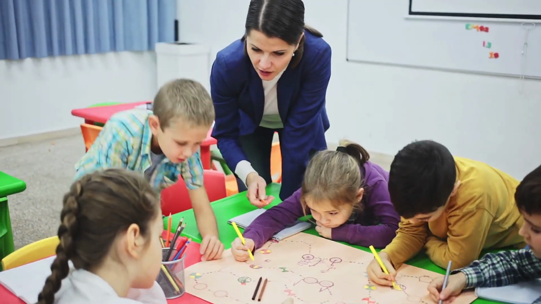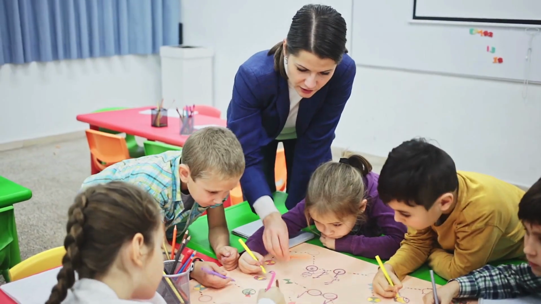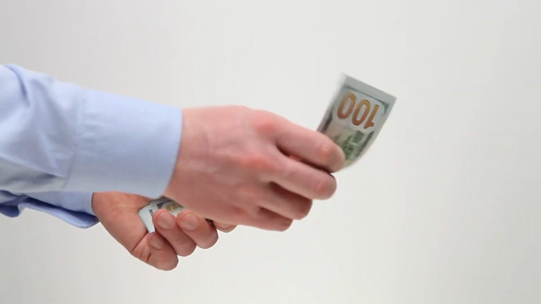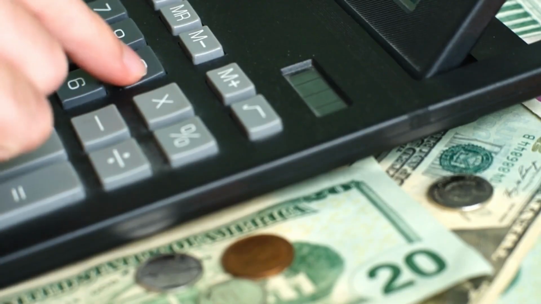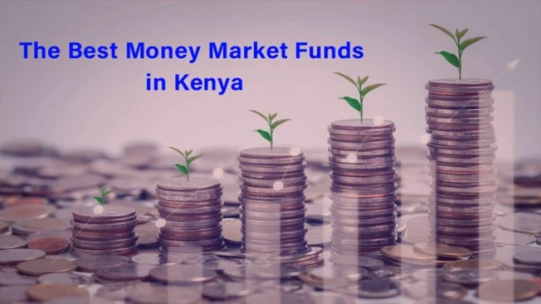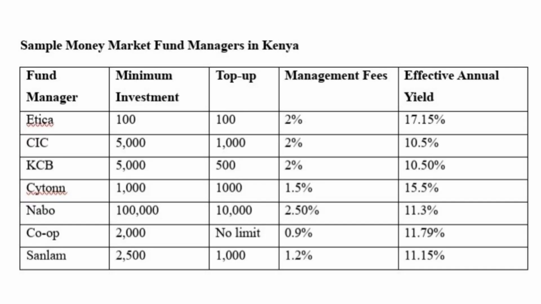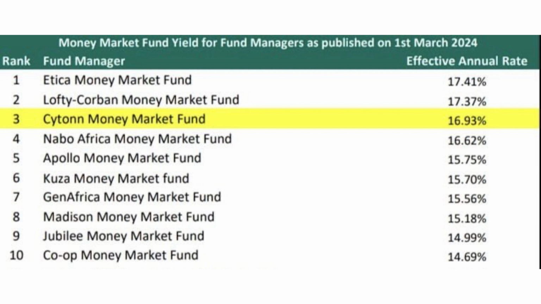In layman's language, MMF, or the money market fund, is whereby a company collects money from people to invest it and give them returns. It has become very popular in Kenya and investors are really taking advantage of it, with an average rate of 13% per annum, with even some of them going beyond 17% per annum. Examples of money market funds are Etika, Cytonn, Sanlam, Britam, etc.